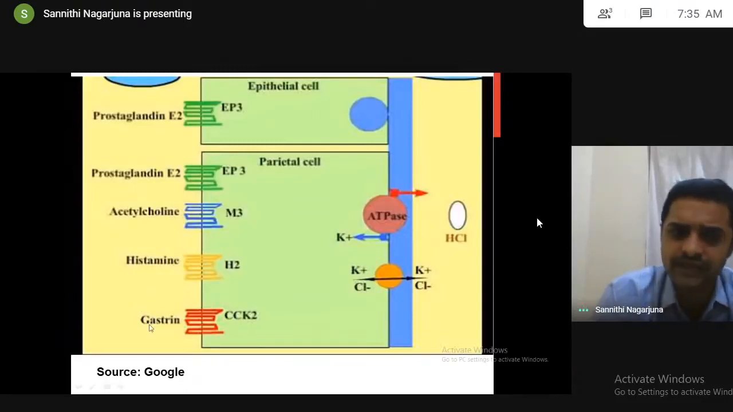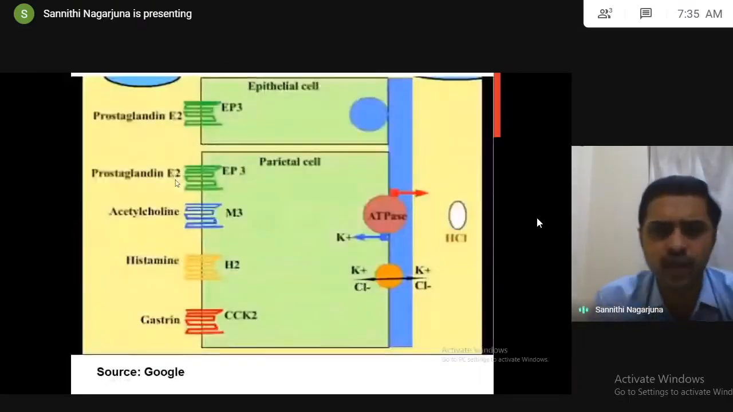Histamine has H2 receptors. Gastrin has CCK2, cholecystokinin receptors, because gastrin is one of the kinins, cholecystokinin. These are all aggressive factors. These three will increase acid secretion by binding to their receptors: acetylcholine to M1, M3, histamine to H2, gastrin to CCK2. And prostaglandins are defensive factors, which decrease acid secretion by binding to PGE2 receptors.